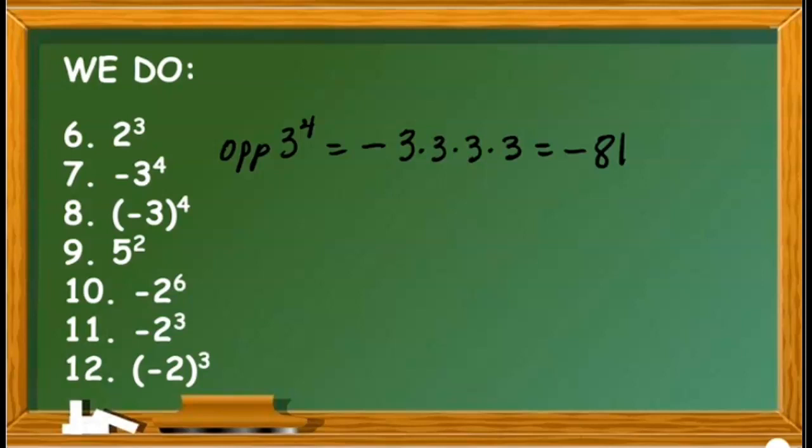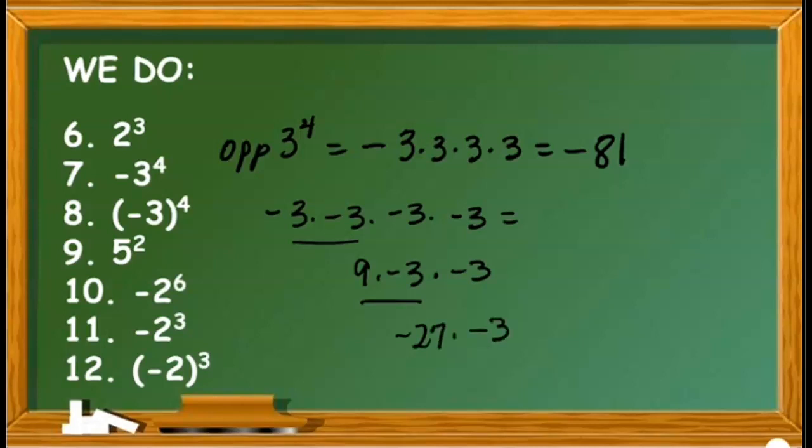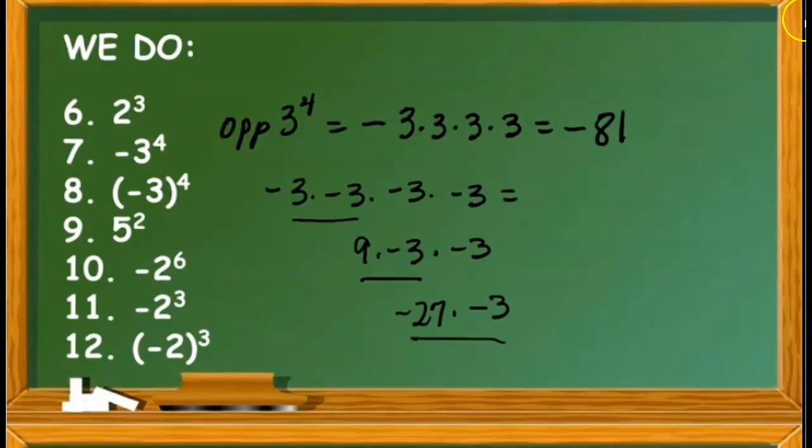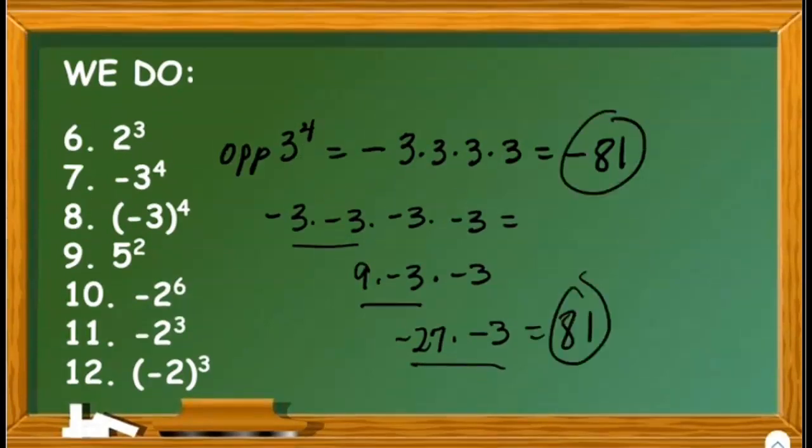Okay, so number 8, since there's parentheses, that means a negative 3 times a negative 3 times a negative 3 times a negative 3. So a negative 3 times a negative 3 is going to give you 9. 9 times a negative 3 is a negative 27, so we're just running our order of operations again. And then negative 27 times negative 3 is going to be 81, okay? So look at the difference there.